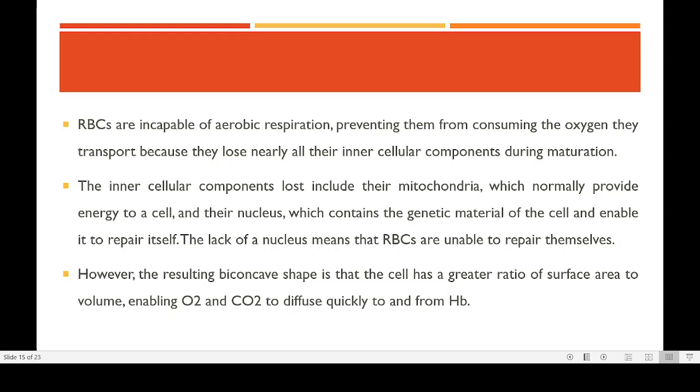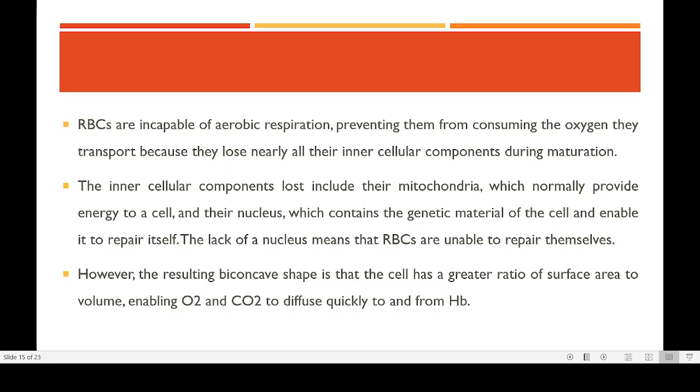RBC is not consuming or using any oxygen. They are transporting all the oxygen to the various cells of the body. So that is one important nature of the RBC. If you look at the inner cytoplasm of the RBC, there are no mitochondria. They have no mitochondria, no nucleus, and they also do not have any genetic material. Because of that, RBC is not utilizing oxygen, and RBC is also incapable of repairing. If there is some kind of damage, this RBC is unable to repair itself.